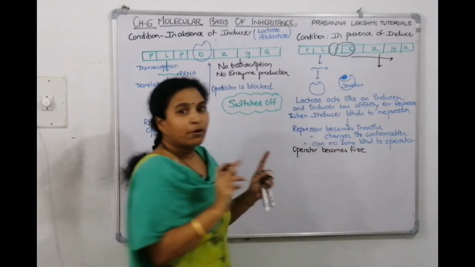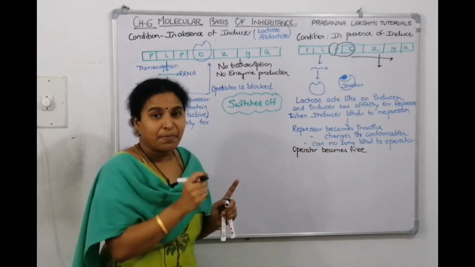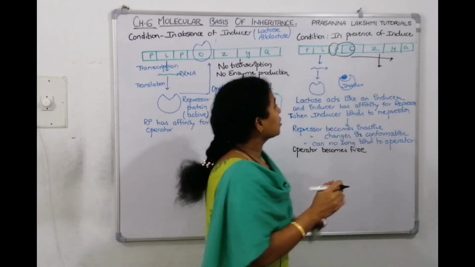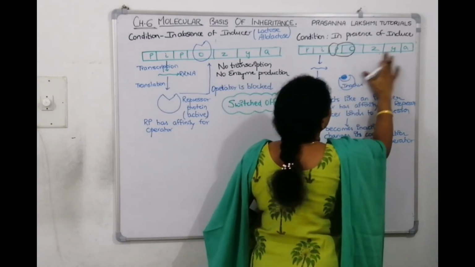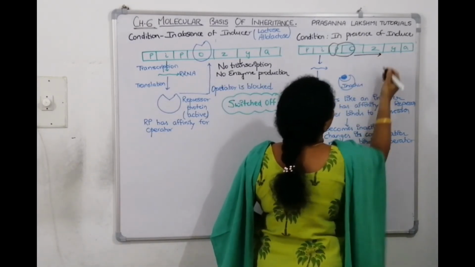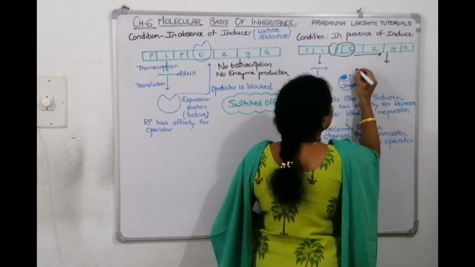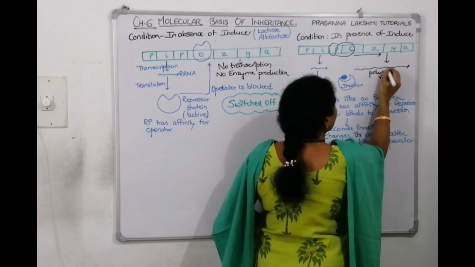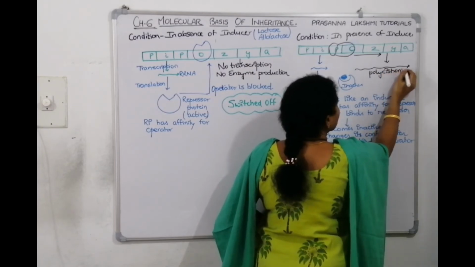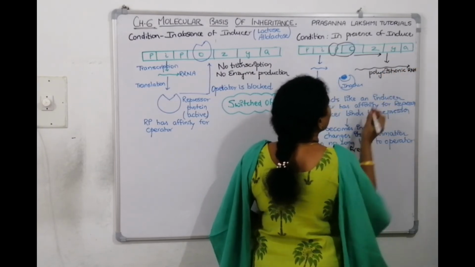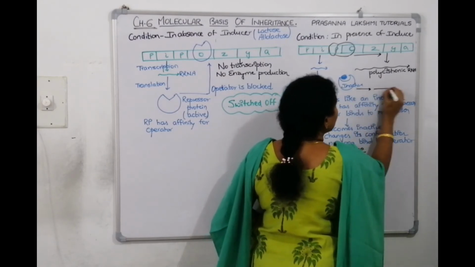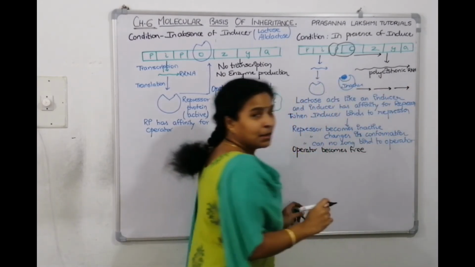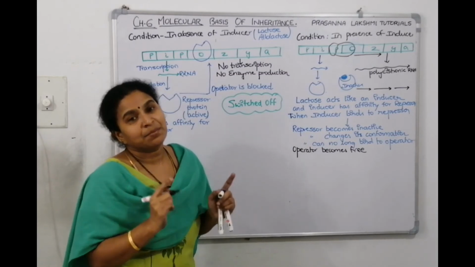RNA polymerase enzyme locates the promoter, sigma factor goes and binds there. It moves on the structural gene. So RNA polymerase, what it will do? It will move on the structural gene and it will do the transcription of a polycistronic mRNA. This polycistronic RNA will code for first enzyme, second enzyme, third enzyme.